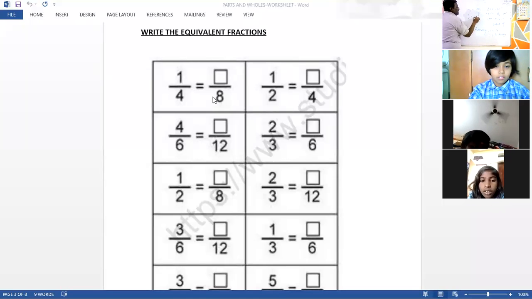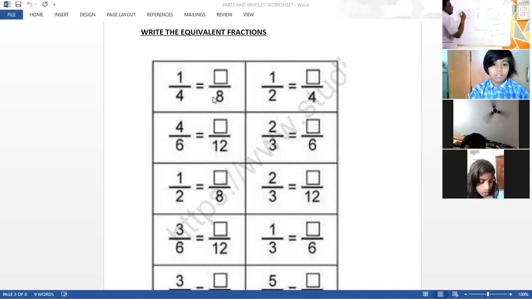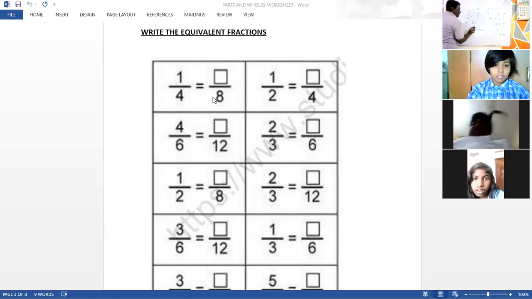1 by 2 equals dash by 4. 2 multiplied by 2, so 1 should be multiplied by 2. Like this, 4 by 6 equals dash by 12. So what will be the answer? 6 multiplied by 2.